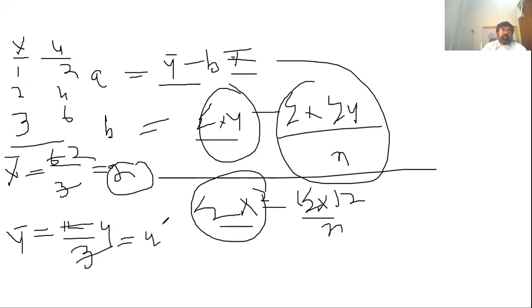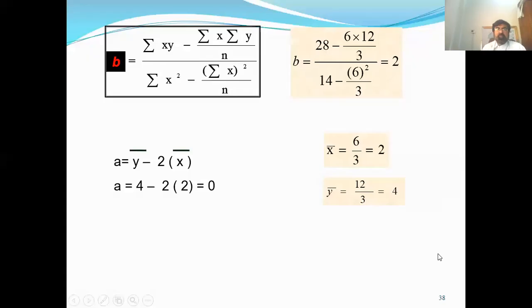So putting these in the formula of a, which is the intercept of regression, you get y bar is equal to 4 and x bar is equal to 2. Putting these in the formula, it is equal to 0. So the intercept is equal to 0.